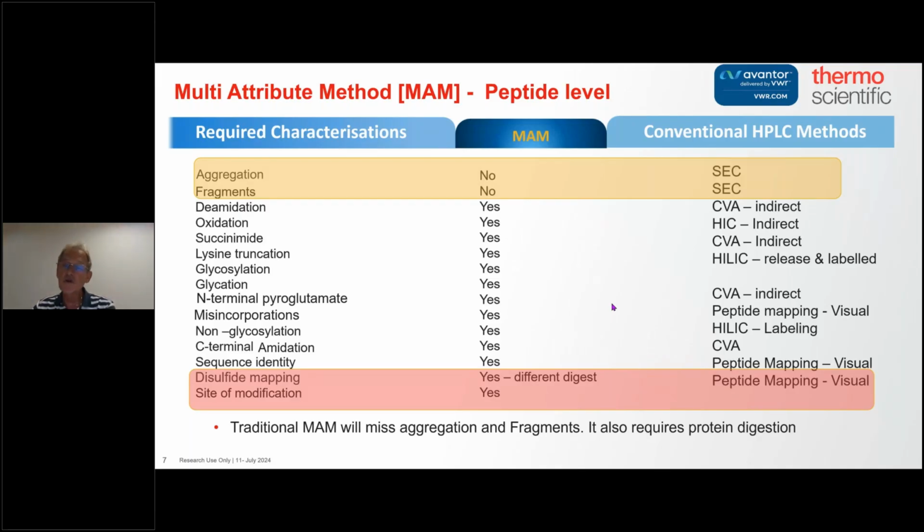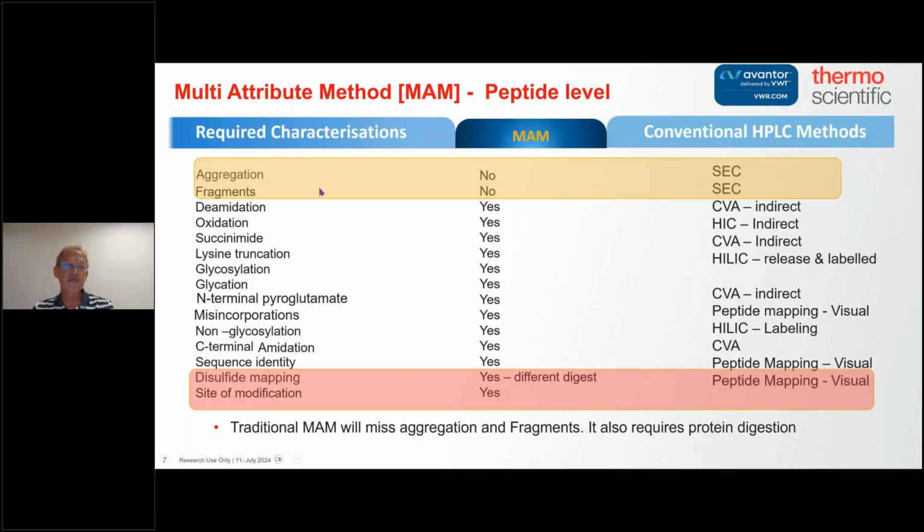So instead of doing all these individual methods, the idea was to get one method and incorporate multiple attribute quantitation into that single method. And that was done at the peptide level. Now, because it's at the peptide level, you're doing a digest. So you're basically smashing the protein to bits. So you're not going to get any information about aggregation, and you won't get any information on fragmentation because you've already smashed the protein to bits.